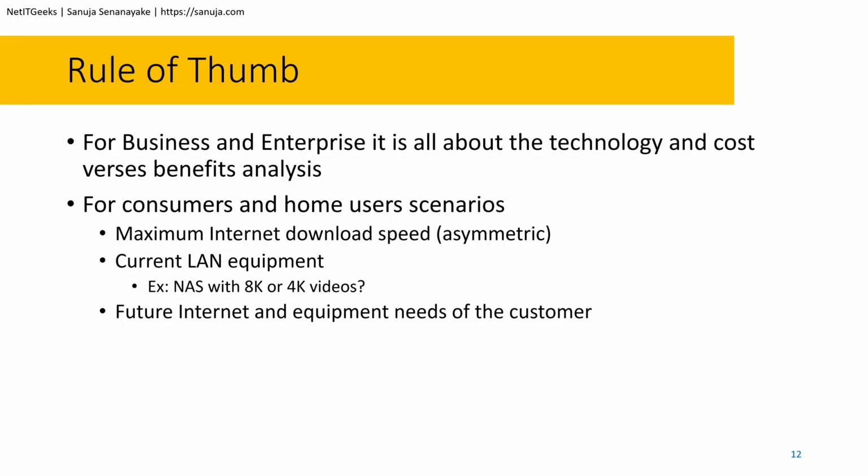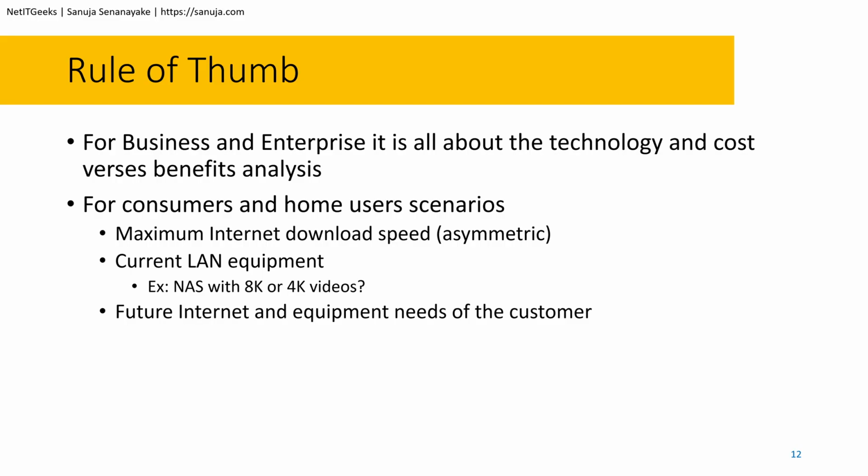So, rules of thumb. For business and enterprise, it is all about the technology and cost versus benefit analysis. No business is going to go out of their way and reinstall Cat6a cable by replacing Cat5e cables unless there is a direct benefit to that business, unless the business management people are stupid. There's no reason to waste money for something just to get the latest technology.